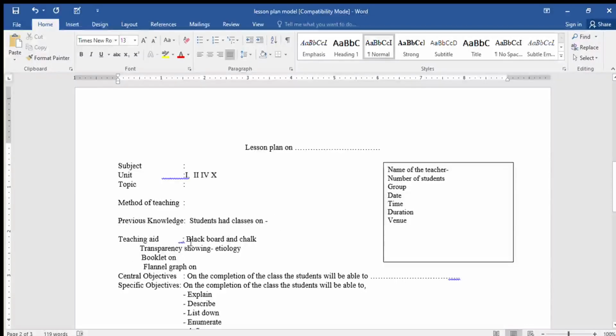Then teaching aids, like blackboard and chalk, transparency showing, then a booklet if you are preparing any booklet, leaflet, flannel graph. It depends upon your topic and your interest.